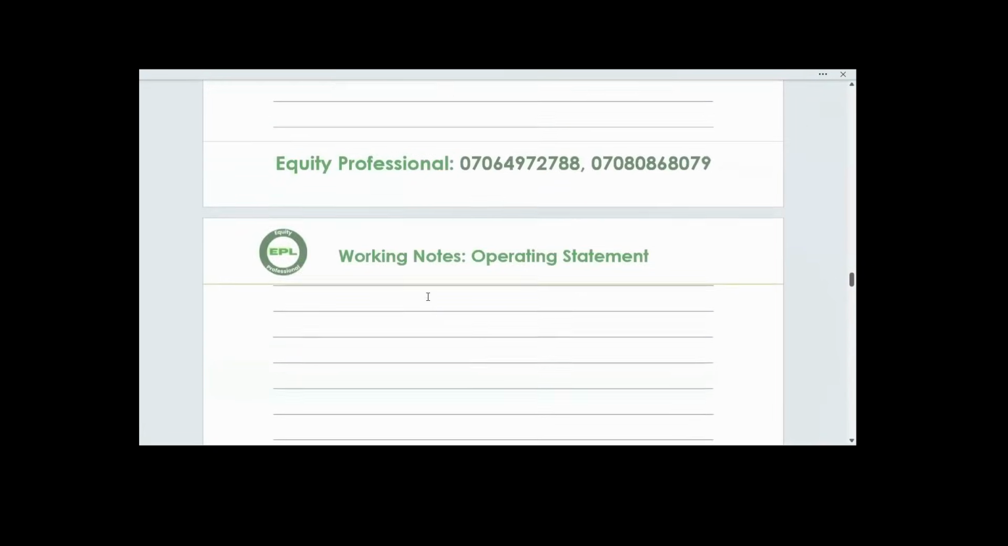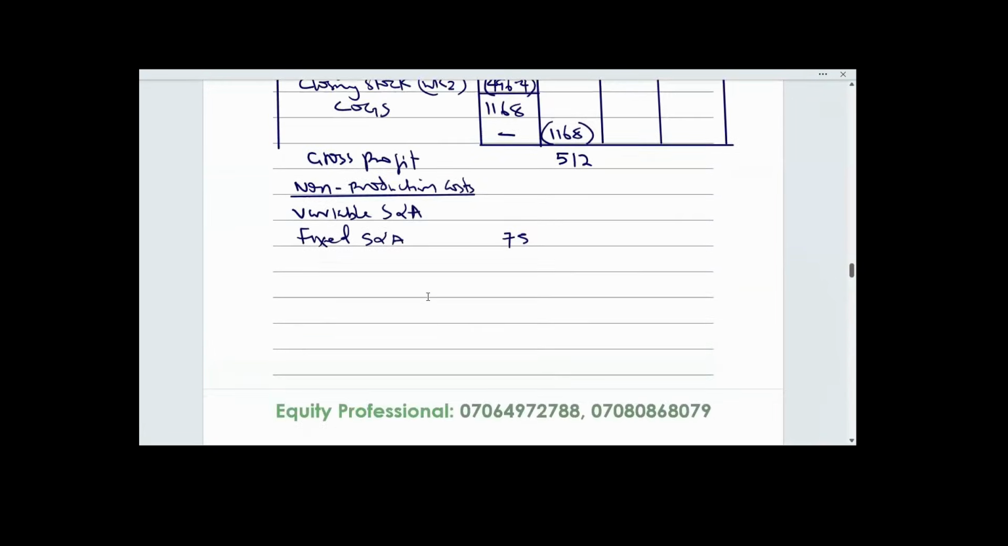Let's go and put it down. Here is 80,000. So 80,000 plus 75,000 will give us 155. 155 minus 512. What do you get? 357,000. Okay. So this 357,000 is called profit before tax.